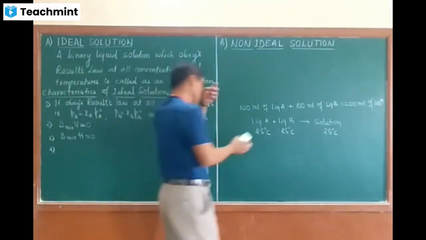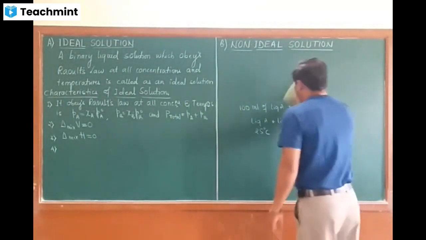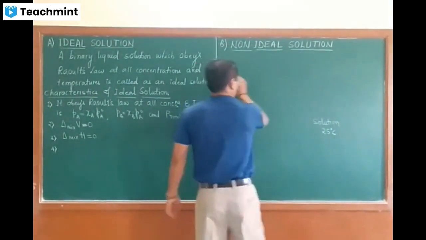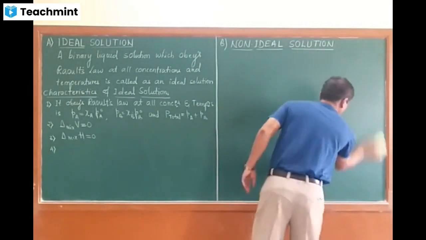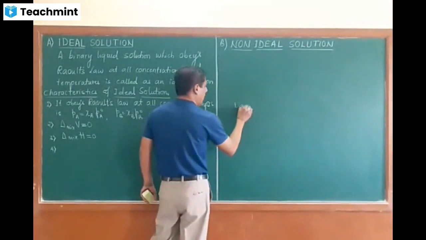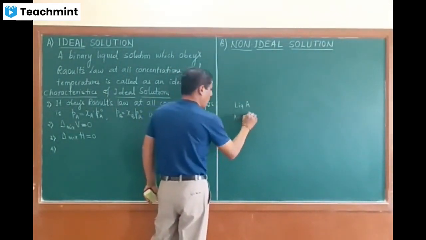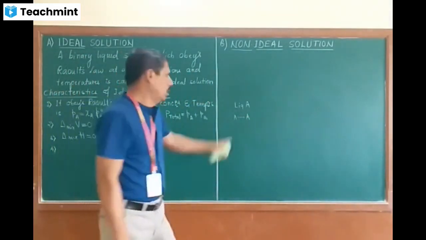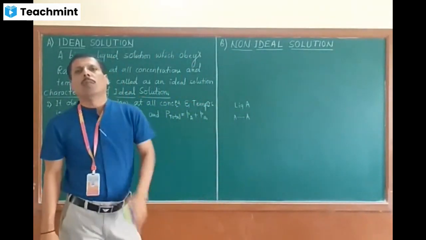See here. Now let us come to the fourth characteristic: the interactions between the molecules of the pure components. See here, this is liquid A. There are molecules of A, and there is an interaction between neighboring molecules. Liquid A will have interaction with another molecule A.